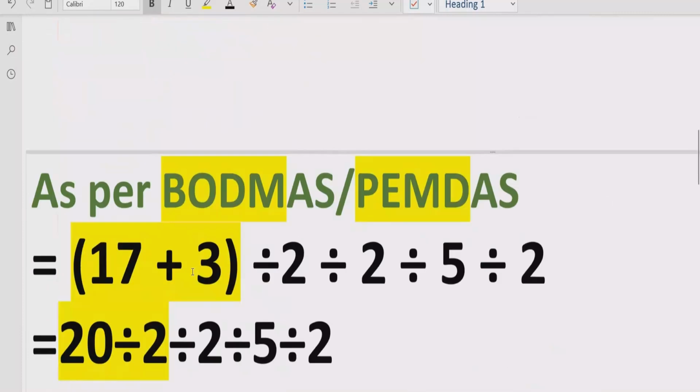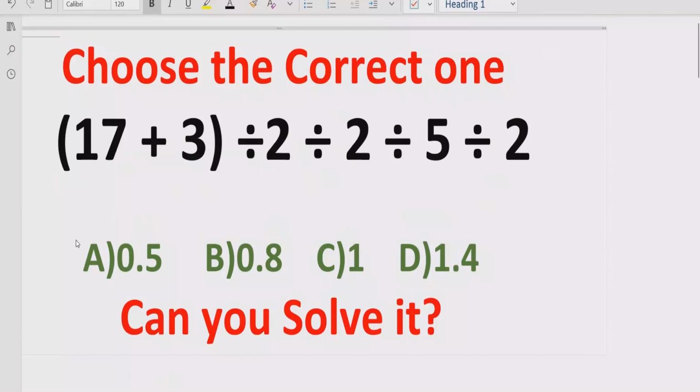If you see the answer list, answer A is the correct answer of this expression. So I hope you understand how you can solve the given expression using the PEMDAS and BODMAS method and find out the correct answer. So that's it for today.